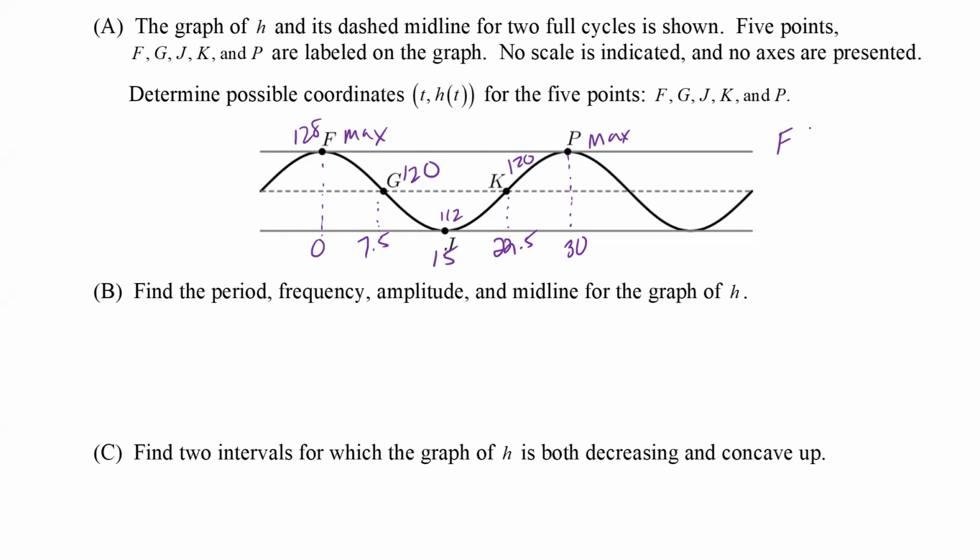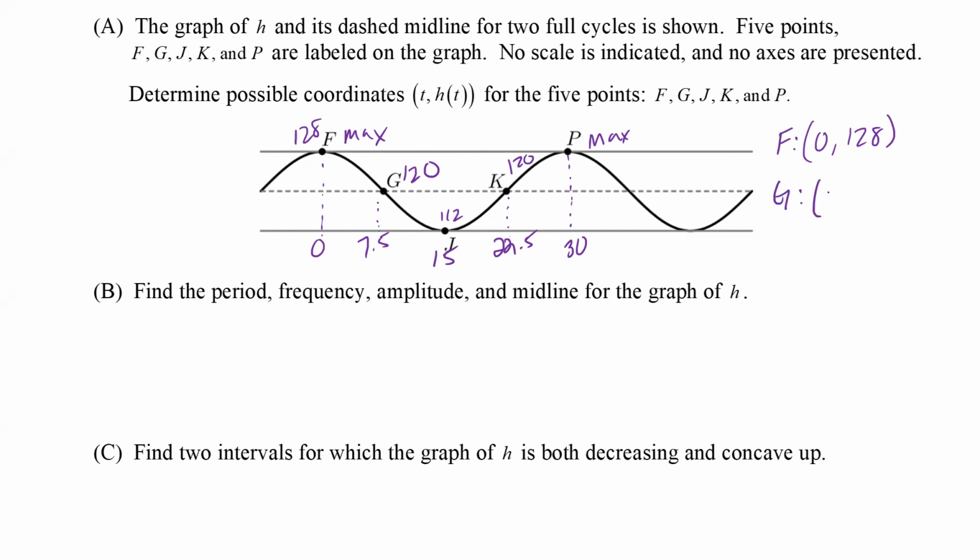So we have F. The coordinates of F are 0 and 128. You have to list out the coordinates, okay? They will not give you credit just for marking it on the graph. The graph is your workspace. Does that make sense? You have to list out the coordinates, okay? So F is at 0, 128.